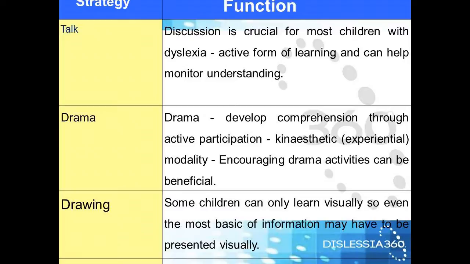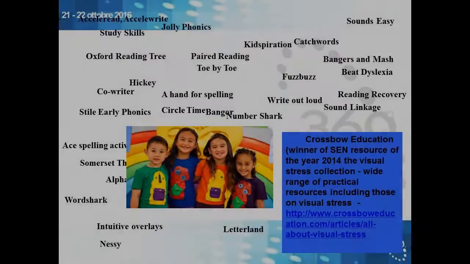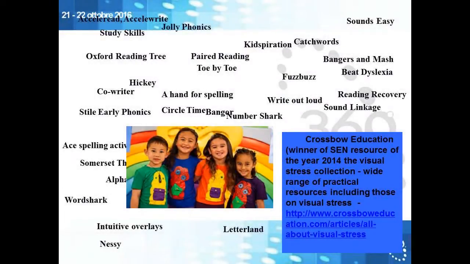And I've just put down here on the next slide a whole pile of programs. These are programs used mainly in the UK, but are used elsewhere as well, like paired reading I've mentioned, a lot of technology like Co-Writer, spelling activities, a dictionary for spelling. It helps the dyslexic child learn how to spell a word. Coloured overlays can be useful as well. And if you want some information on coloured overlays and visual aspects, the website of Crossbow Education, who won the SEN Resource of the Year, is excellent. So I'll put up all these slides here.